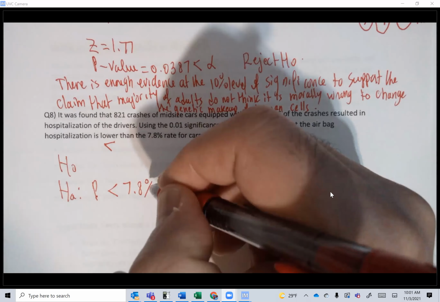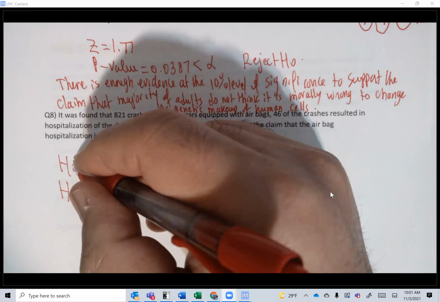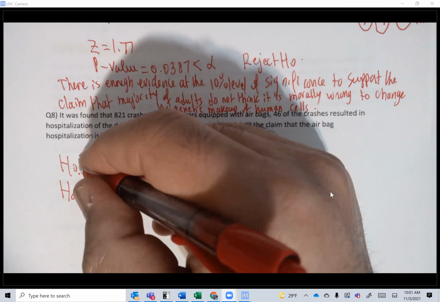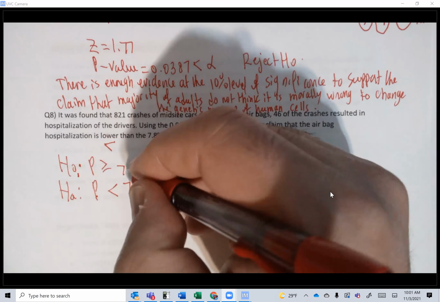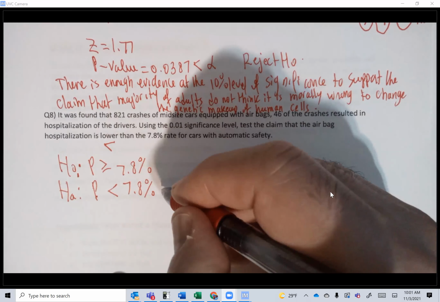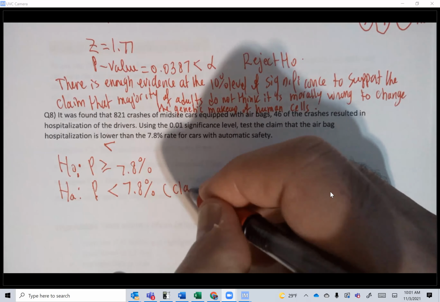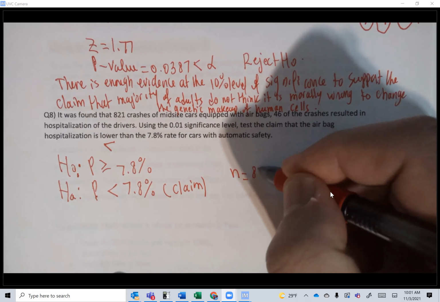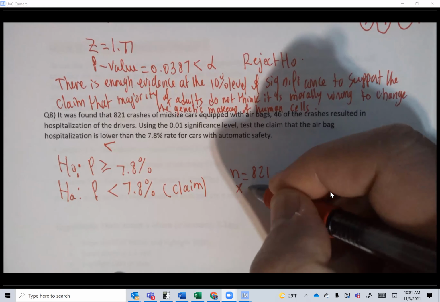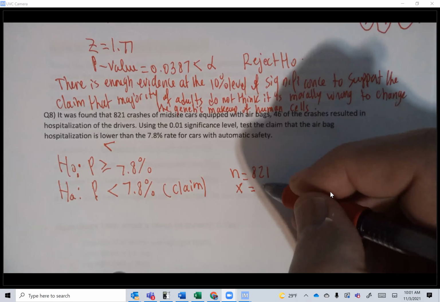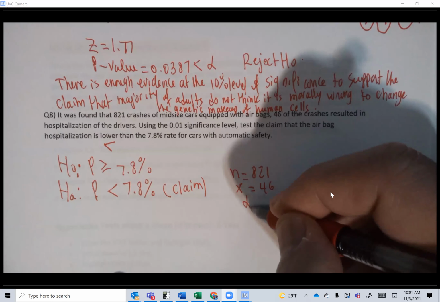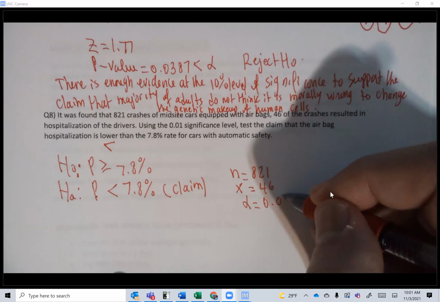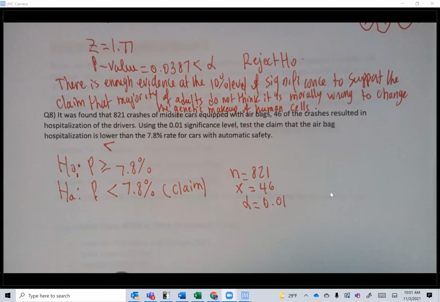And that would be P. Put the colon right there. You have to put a colon there, 7.8%. And that's the claim. Okay, I have N is 821, X is 46, and alpha 0.01. Okay, let's run the test.